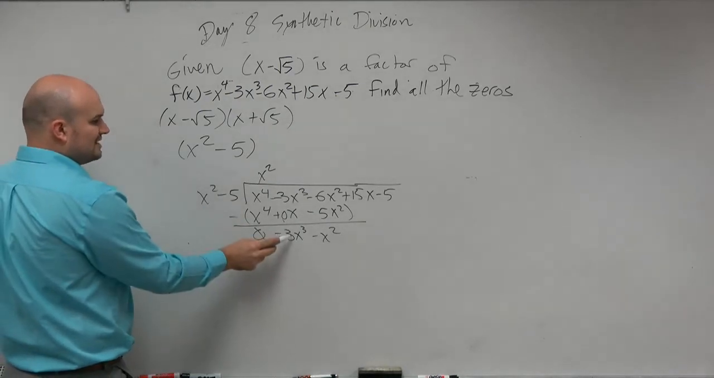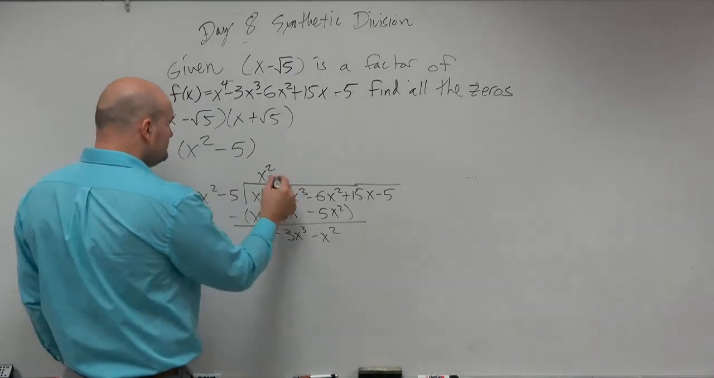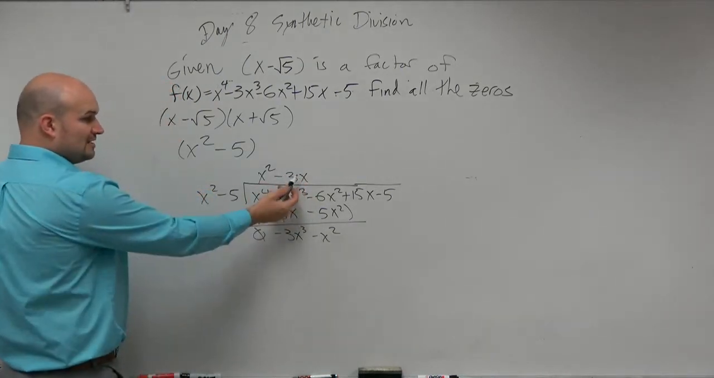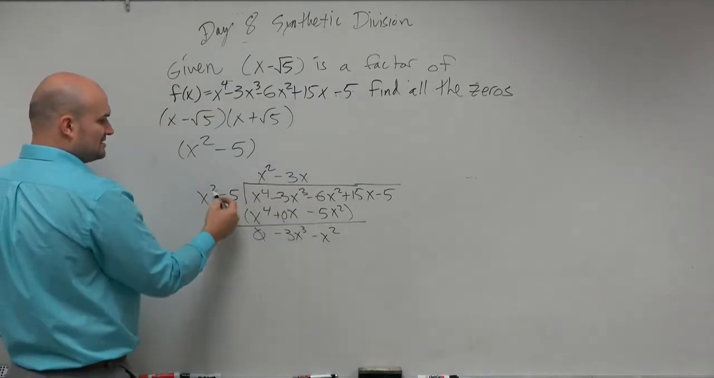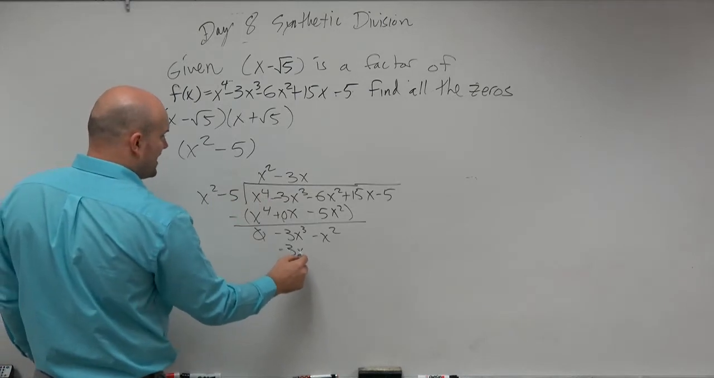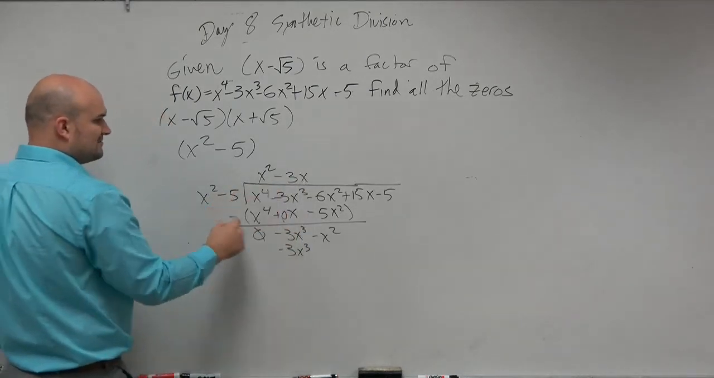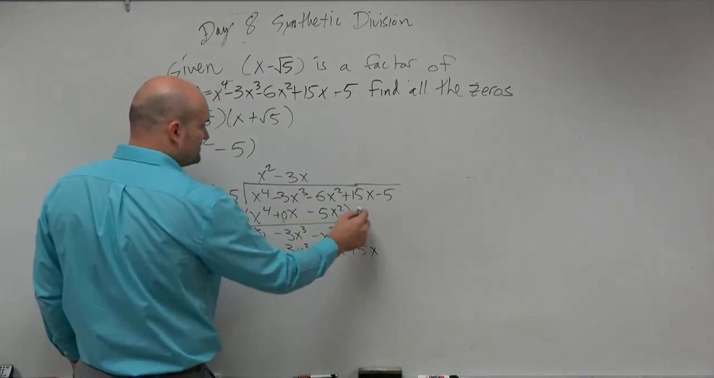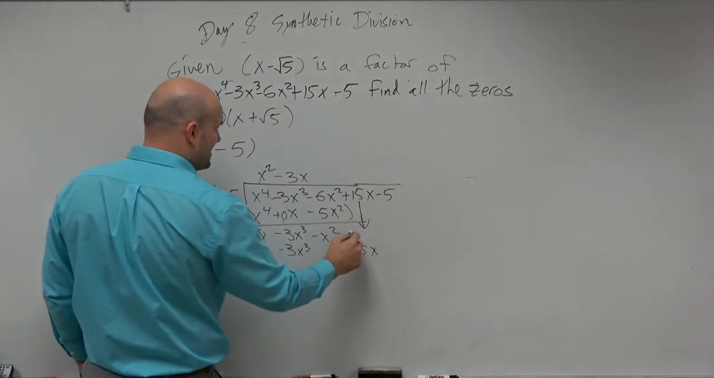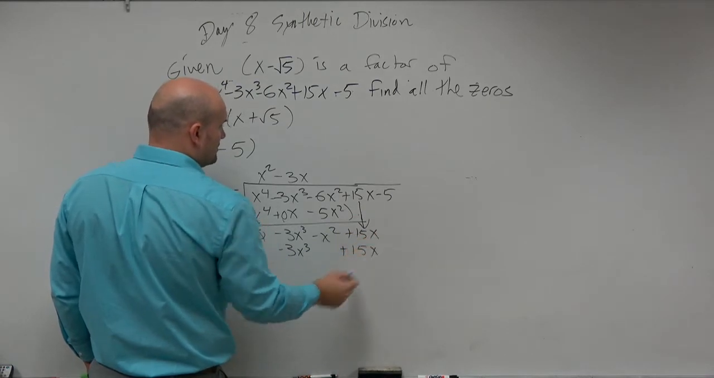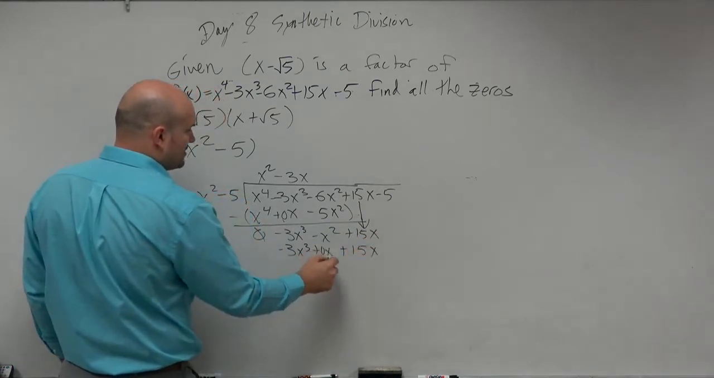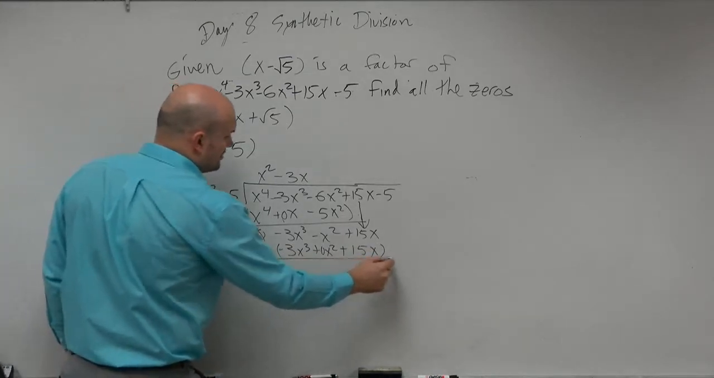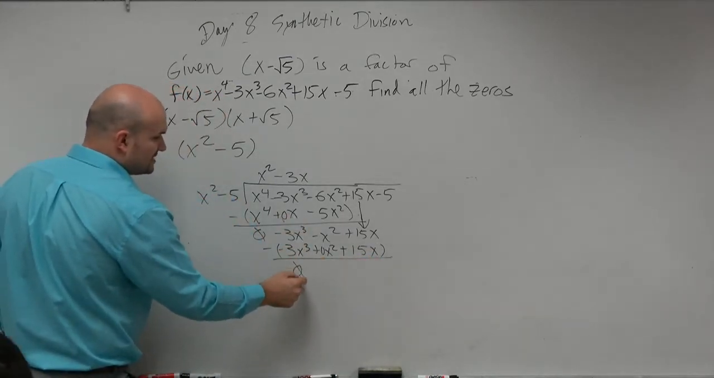X squared divides into a negative 3x cubed negative 3x times. Then multiply the negative 3x times both terms. Negative 3x times x squared is a negative 3x cubed. Negative 3x times negative 5 is a positive 15x. I'm sorry, positive 15x. I want to bring down this positive 15x. Okay? And then we can put 0x squared. So parentheses and subtract. That then goes to 0.